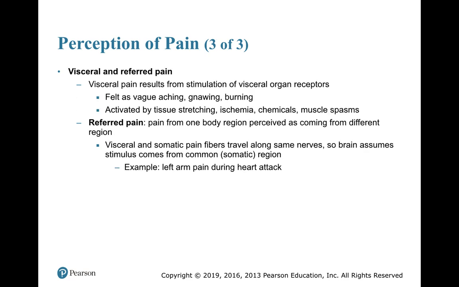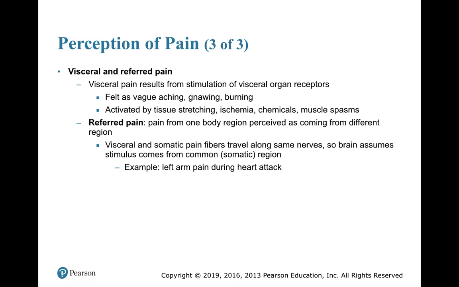We do have to talk about visceral and referred pain because we don't often get a lot of pain information from our viscera. Sometimes we do, and usually it's a vague aching feeling. They could be activated by stretch, ischemia, chemicals, muscle spasms. But what happens is, because we don't often get that information, our brain mapping is not quite as good as it is for the somatic mapping. So we end up with something called referred pain, and that's when the pain from one body region is perceived as coming from a different region.